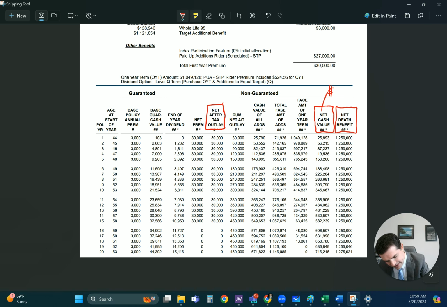But highlighted in yellow right here, look at this, end of year dividend. Some illustrations will say annual dividend there. So a couple things here. You'll notice in the first year, there's no dividends. Most insurance companies, most, not all, but most insurance companies with most products do not pay a dividend in the first year. Beginning the second year, we see that they pay a dividend. And we see that it gradually increases over time, which is really, really nice. However, that dividend reflects what?